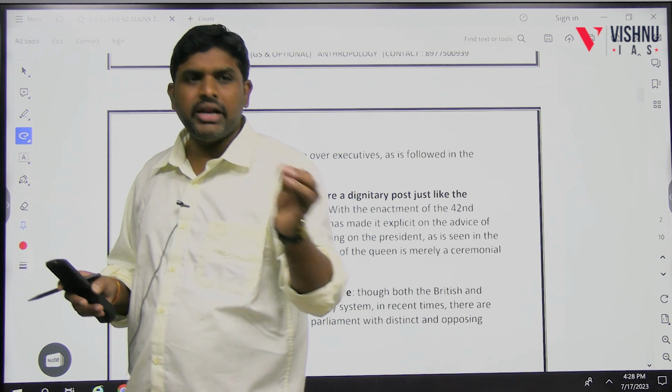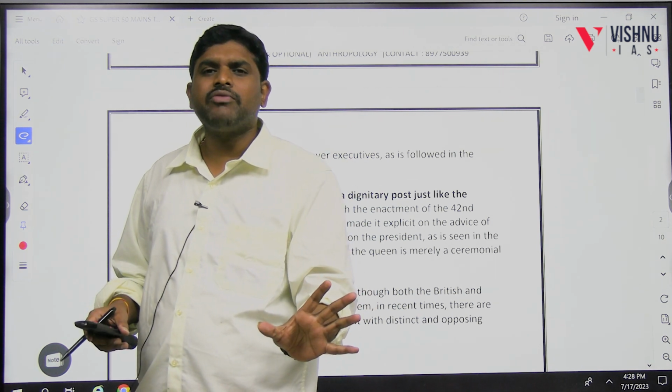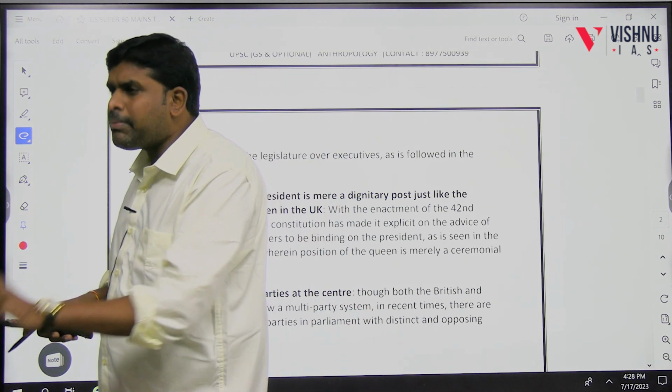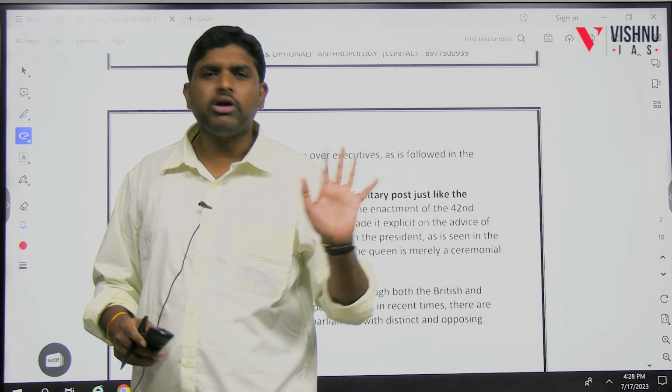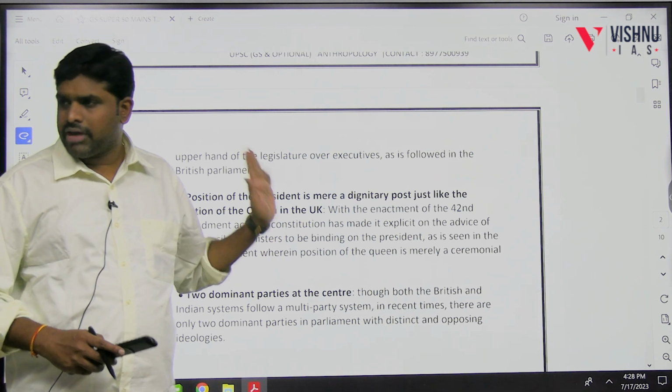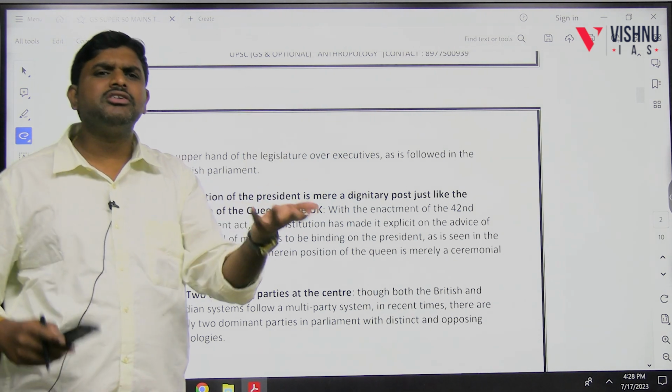Similarities. What are the similarities? These are the converging factors with respect to the Indian parliamentary system and the United Kingdom parliamentary system. Those points we have to mention. Only headings we have to remember. Then what are the divergences?